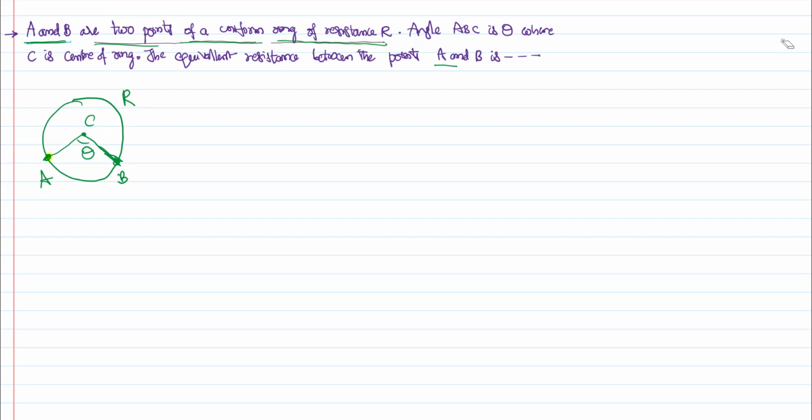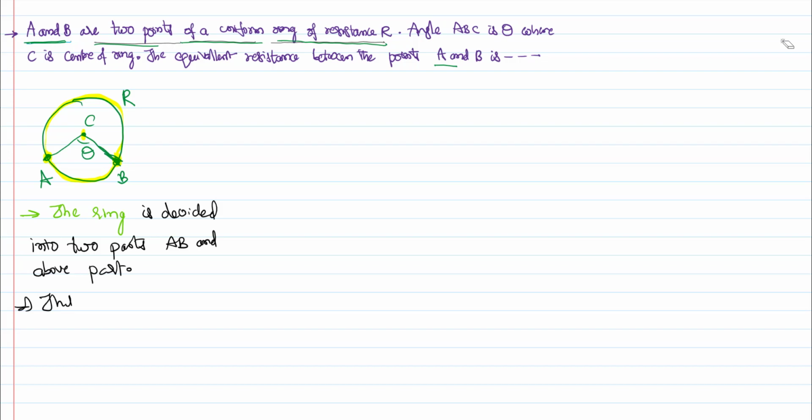So you need to understand that the entire ring is divided into 2 parts. AB is one part, the upper part is the other part, where the angle between them is equal to theta. So we can say the ring is divided into 2 parts, that is AB part and above part, and that means there are 2 resistors. These 2 resistors are in series. No, they are not in series, I have missed it.